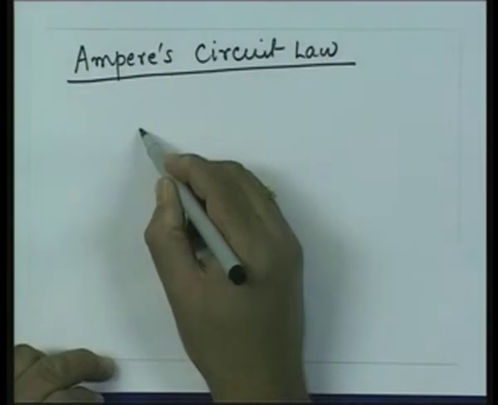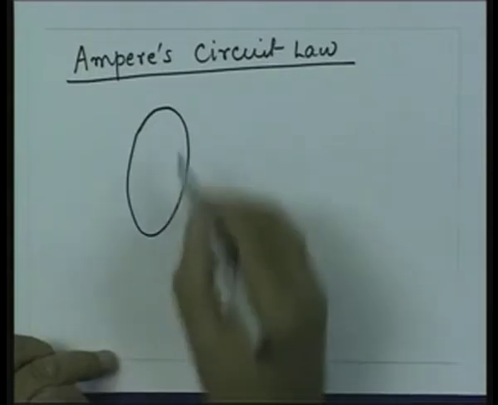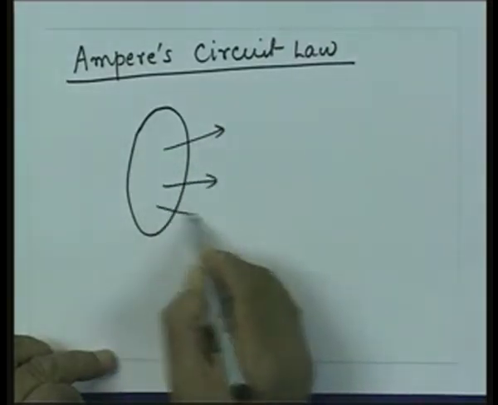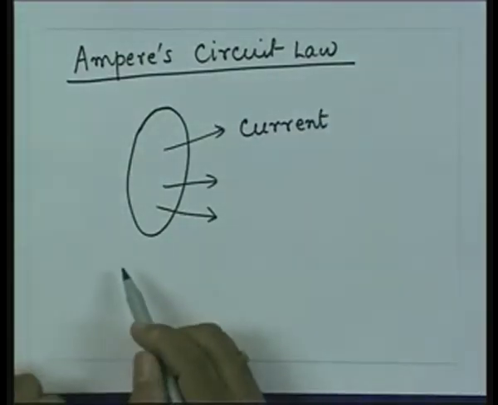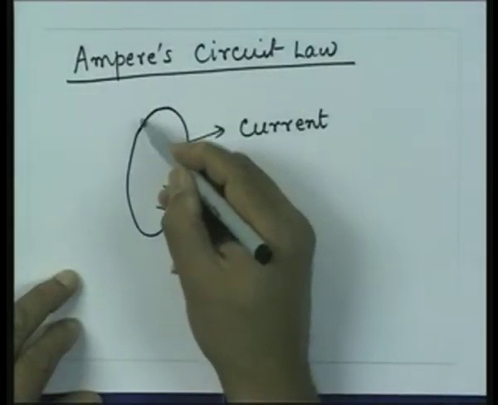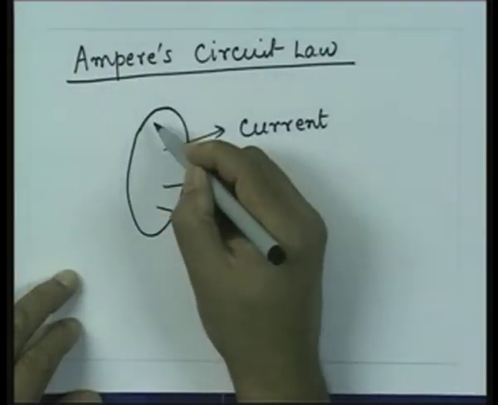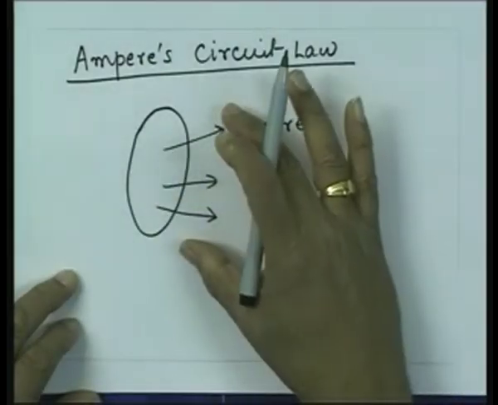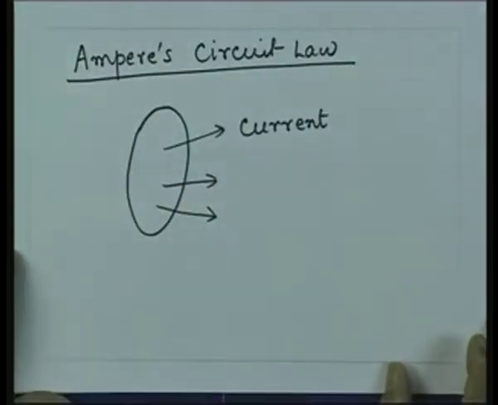which says that if we have a loop and let us say you have some current flowing in it, this current is going to produce magnetic fields. If I calculate the total magnetomotive force around this loop, which is the line integral of the magnetic field around this path, then that line integral is equal to the total current enclosed by this loop. That is the Ampere's circuit law.